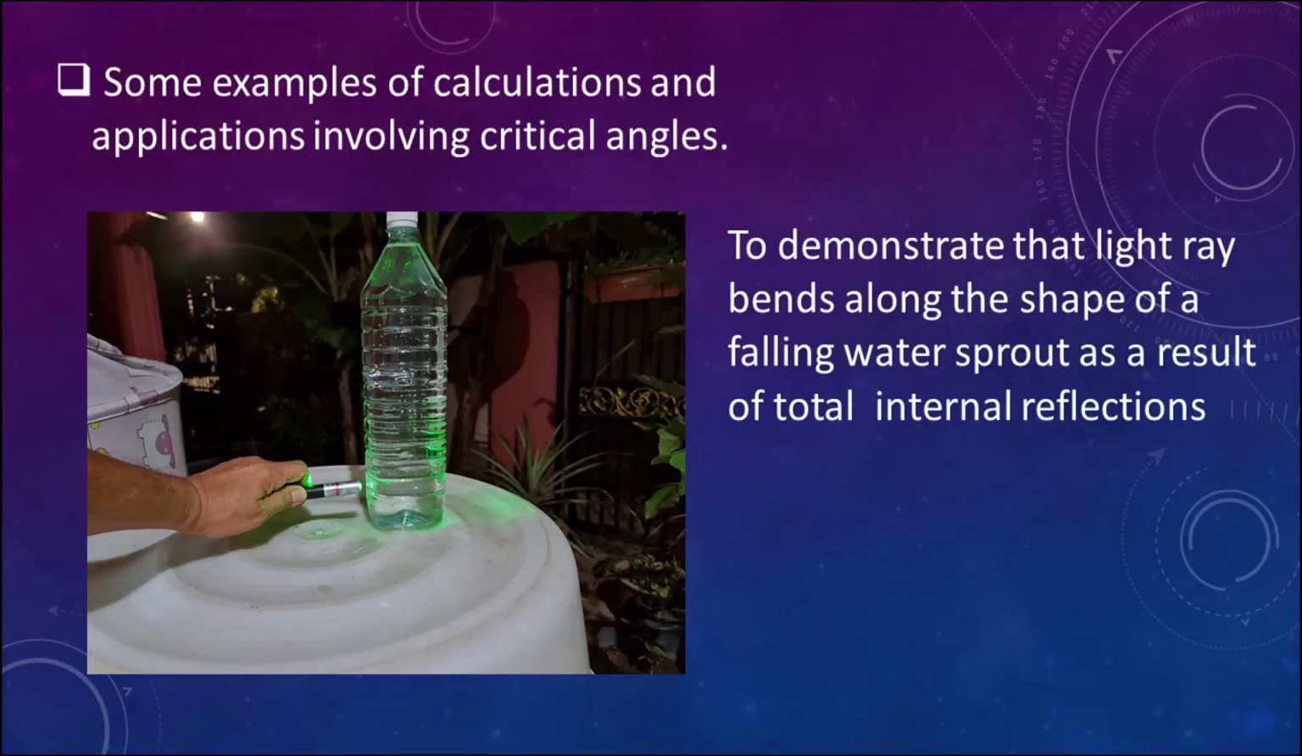Next, we shall look at some examples where total internal reflection happens naturally or is applied in some optical instruments. First, a simple experiment that you could do at home is shown in the slide here. The aim is to demonstrate that a light ray bends along the shape of a falling water spout as a result of total internal reflections.